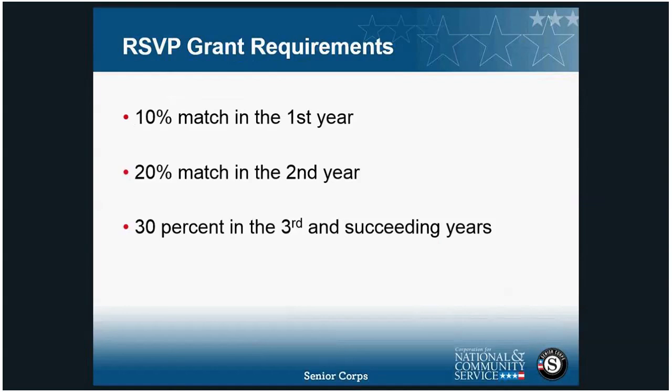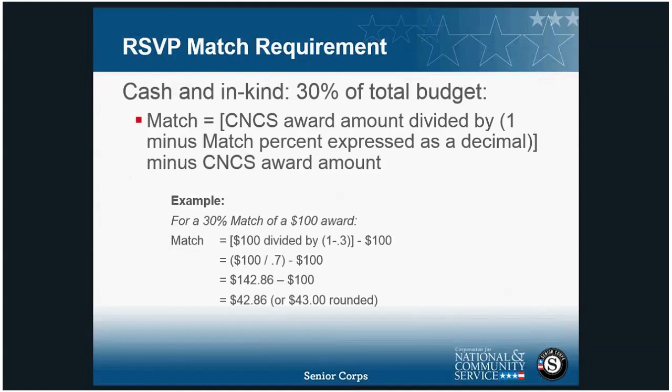Now for our RSVP grantees, if you're a brand new grantee, your match requirement is 10% in the first year, 20% in the second, and 30% in the third and succeeding years. And this is just an illustration of how you would calculate the non-federal match requirement. If it's a $100 award at the 30% match requirement, you would take the $100 divided by 0.70, less the $100, and you arrive at the non-federal match requirement, which in this case would be $42.86.